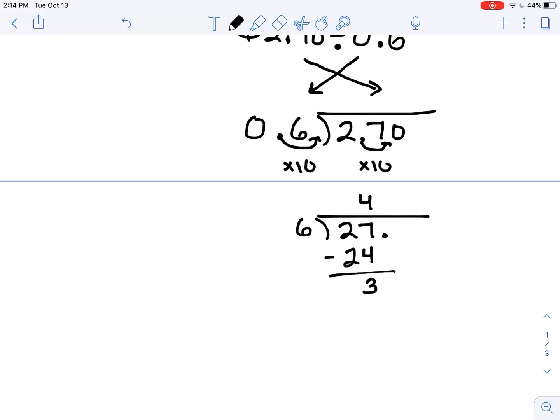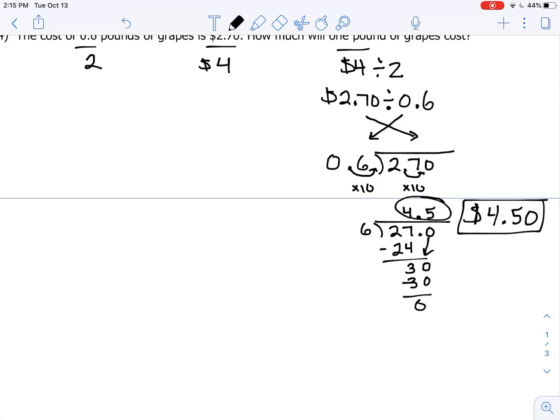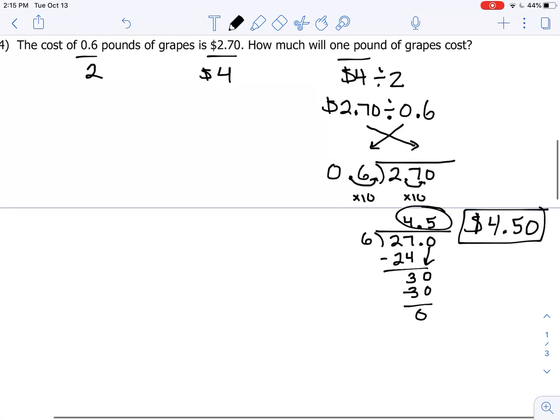I'm going to add a decimal point and a 0. We're going to bring the decimal point up into the quotient, and we're going to bring the 0 down to make it 30. 6 goes into 30 5 times. It's exactly 30, so we can stop dividing. And it's asking for the cost of 1 pound. So I need to make this look like money. So it needs 2 decimal place values. We're going to add a 0 just to the right of the 5, and it's $4.50 for 1 pound of grapes.